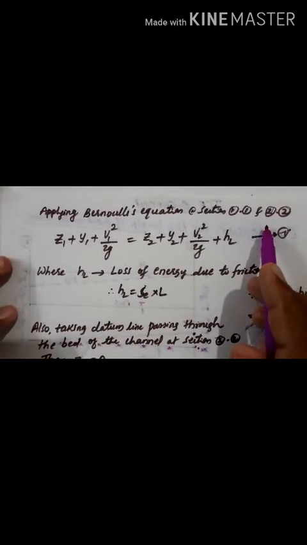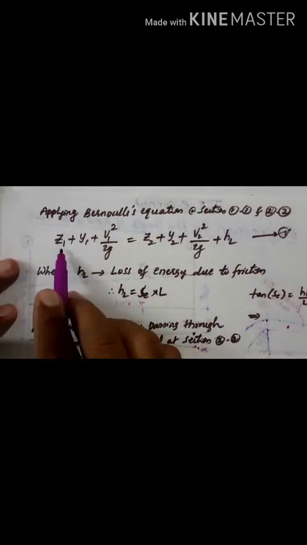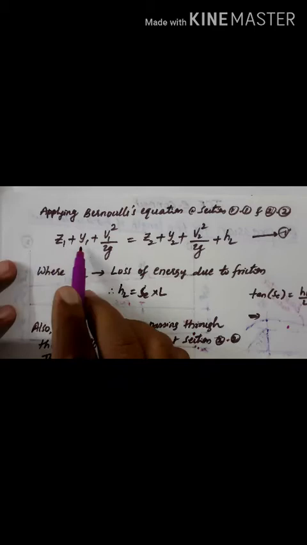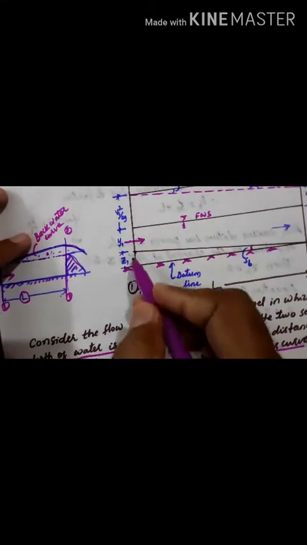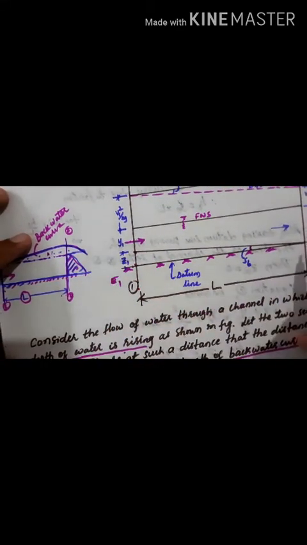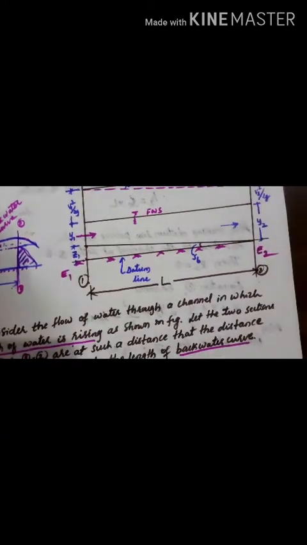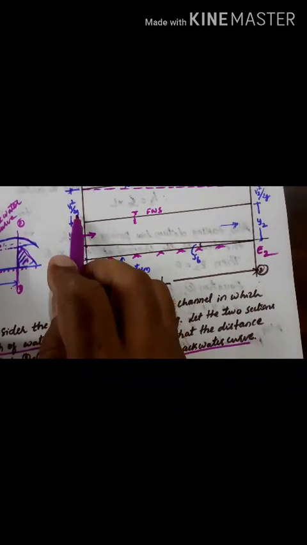Next, applying Bernoulli's equation at sections 1 and 2. We know that Bernoulli's equation represents the energy of the flowing fluid. If we apply it at section 1, we get the energy at section 1 as Z1 plus Y1 plus V1 square by 2g. Then at section 2, Z2 plus Y2 plus V2 square by 2g plus HL, that is the energy loss. So this is energy at section 1 and this is energy at section 2, energy 1 and energy 2. Here energy 1 is Z1 plus Y1 plus V1 square by 2g.